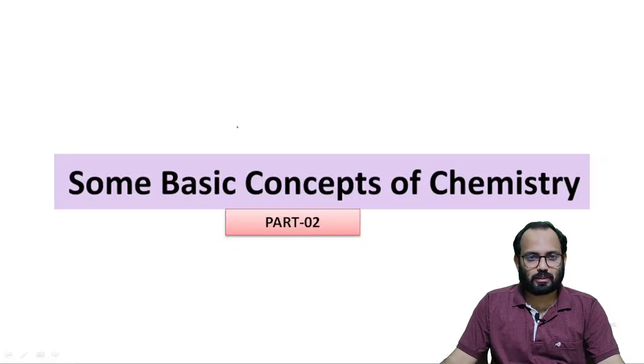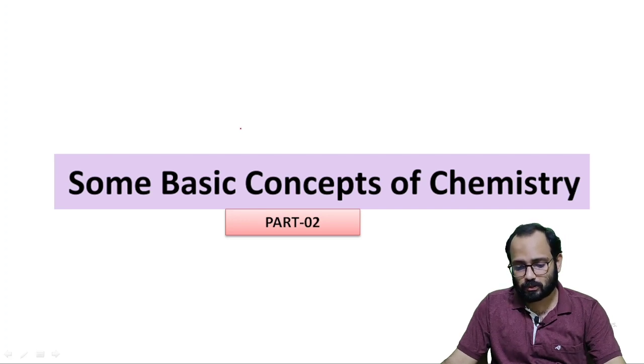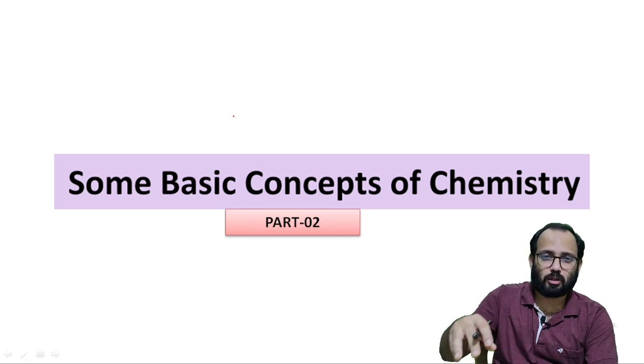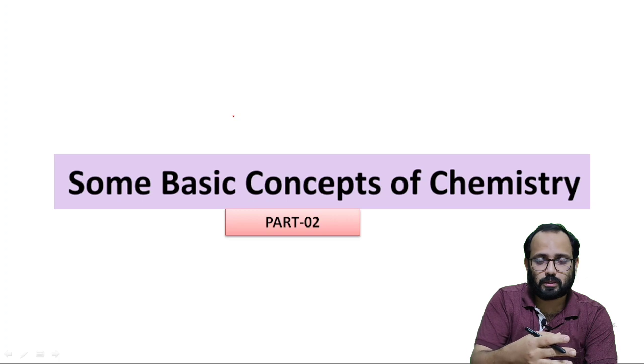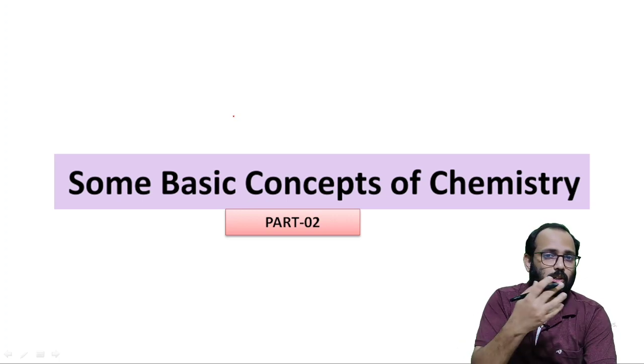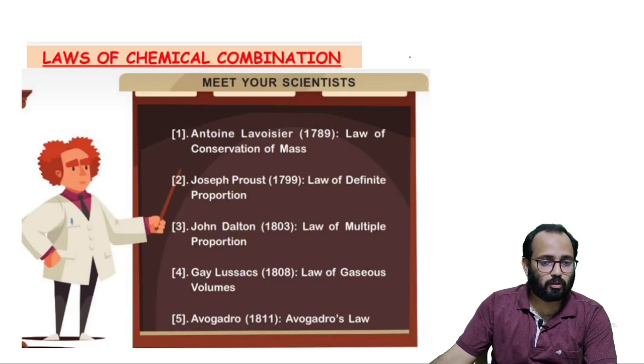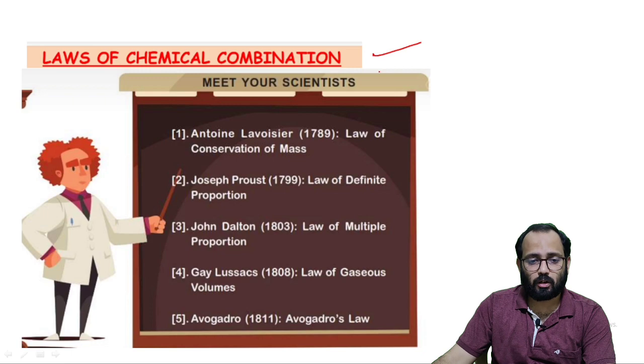Hello my dear students, welcome back to our lecture series of the chapter Some Basic Concepts of Chemistry. In the last lecture we discussed significant figures, scientific notation and almost all the basic concepts: what is a pure substance, what is a mixture, what is a homogeneous mixture, a heterogeneous mixture, all these kinds of things. Today we are going to talk about the laws of chemical combination.